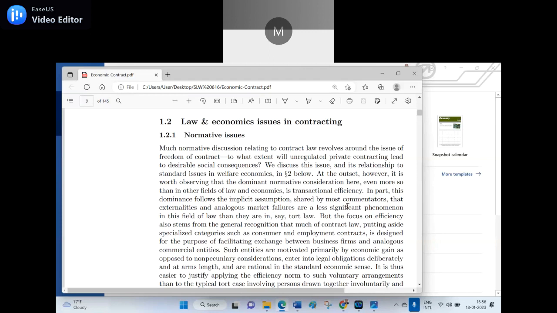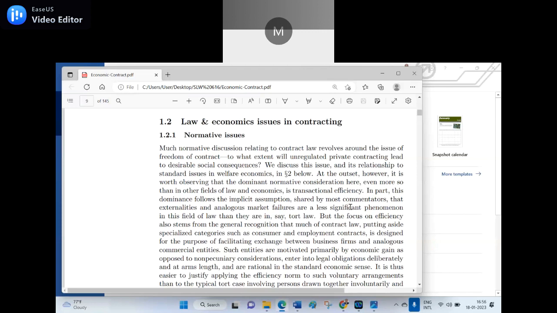In part, this dominance follows the implicit assumption shared by most commentators that externalities and analogous market failure are less significant phenomena in this field of law than they are in, say, tort law. So when you come to obligations, it includes tort law also, because obligation goes with the contract, obligation goes with the tort. Both things would be there. And hence, the significance of these phenomena in this field of law is less than in tort law.